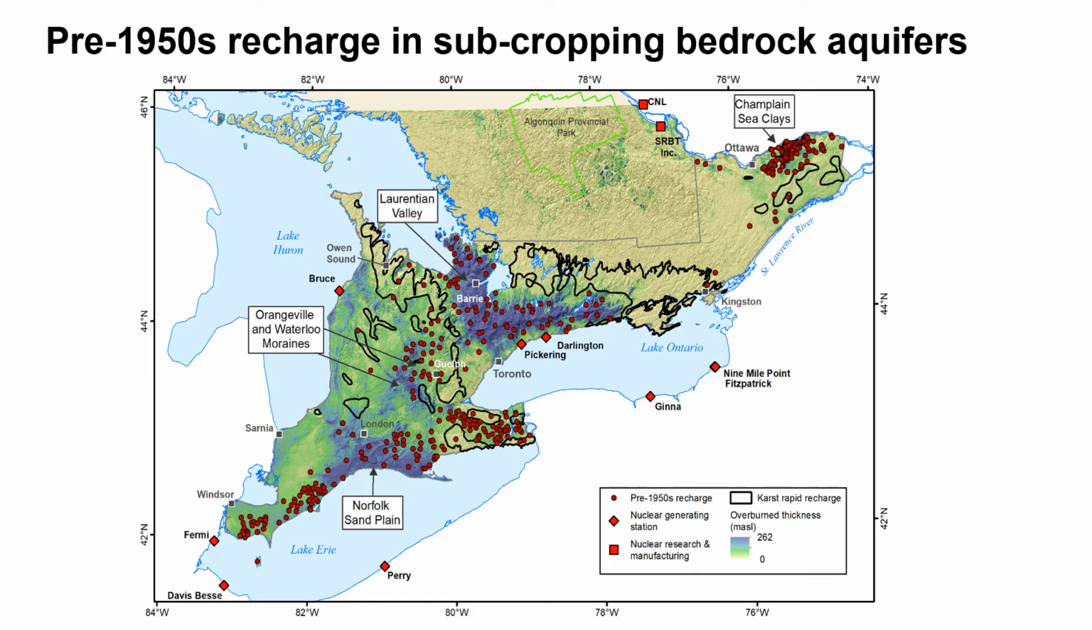And here we're showing the oldest waters, those recharged prior to the 1950s, overlying the drift thickness map. What we notice is that the old waters are really present underlying the thickest overburden sediments, and those samples are located outside of our rapid recharge areas identified in karstic zones. So in the east, we see these older waters underlying the Champlain Sea muds, north of Toronto underlying the Laurentian Valley sediments, beneath the Orangeville and Waterloo moraines, and also underlying the Norfolk sand plain.